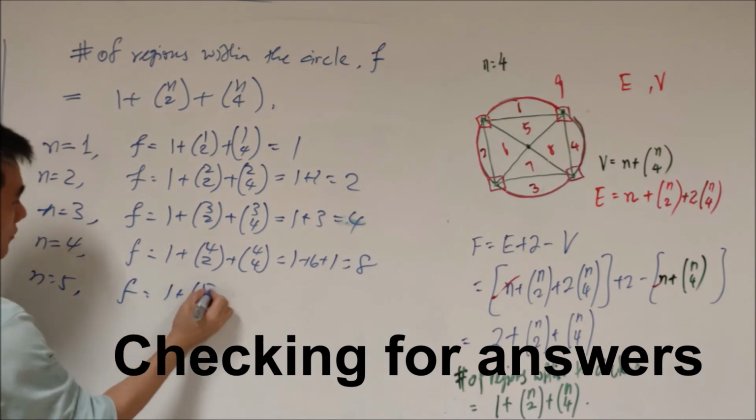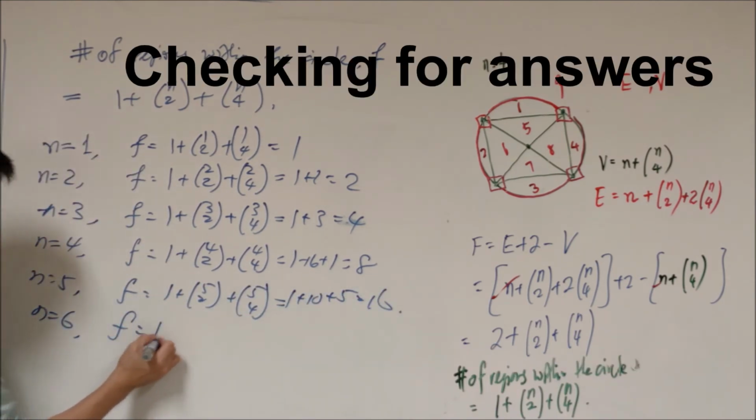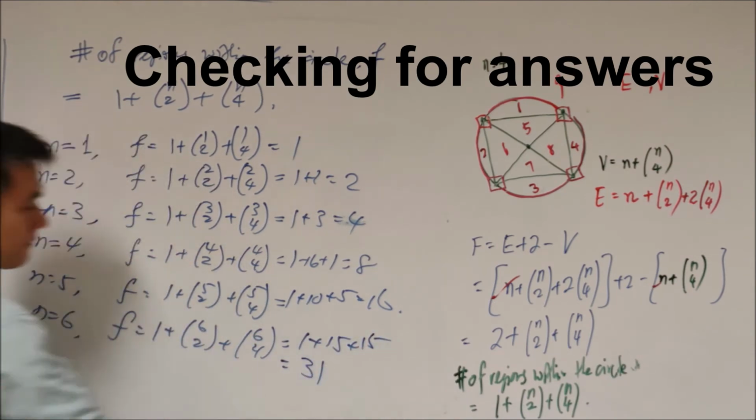When n equals 5, F will equal 1 plus 5 choose 2 plus 5 choose 4. That equals 1 plus 10 plus 5. That is 16. When n equals 6, that is 1 plus 6 choose 2 plus 6 choose 4. That equals 1 plus 15 plus 15, and that is 31. Not 32.